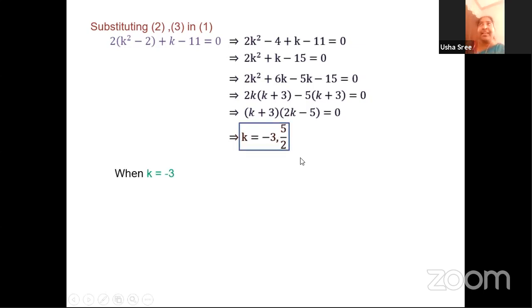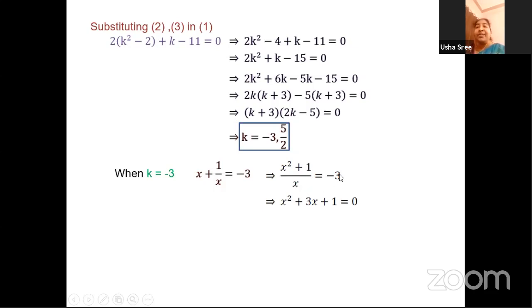Now still we didn't get our answer. We got only the value of k. We need to find out the value of x, isn't it? Our ultimate task is to find out the value of x. Now let us take k equal to −3. When k is equal to −3, x + 1/x will be equal to −3. Then if you just simplify it by taking the LCM, which will be x, you will have it as (x² + 1)/x = −3. Then go for cross multiplication.